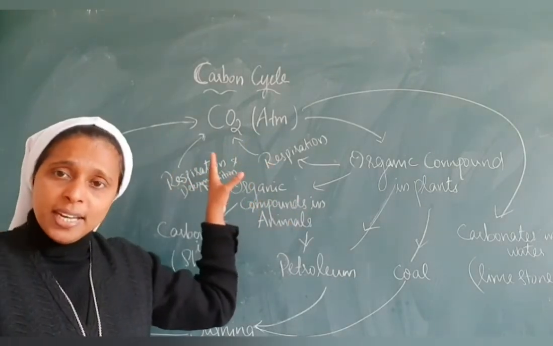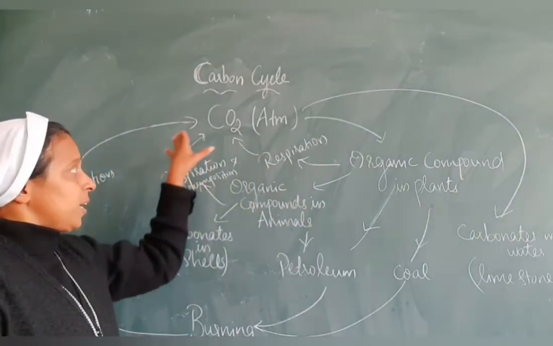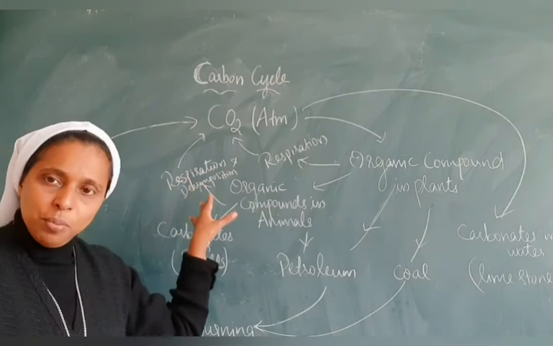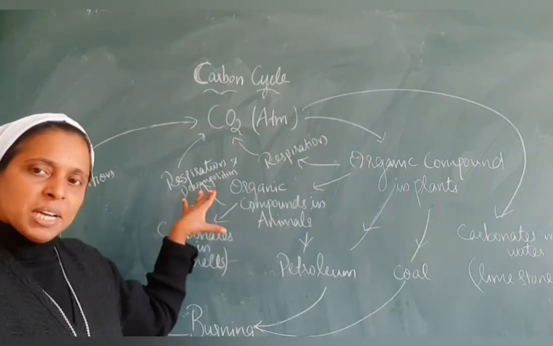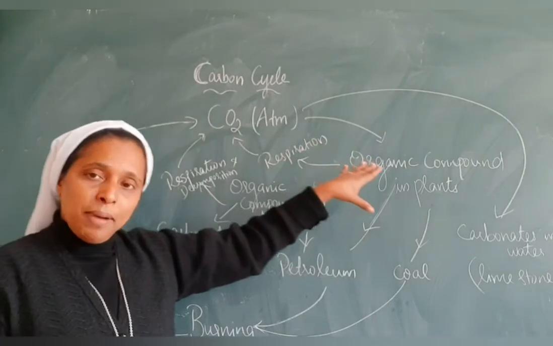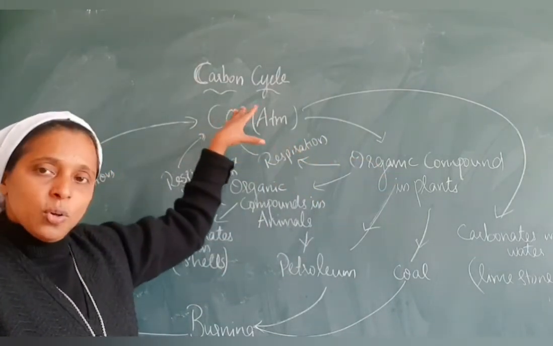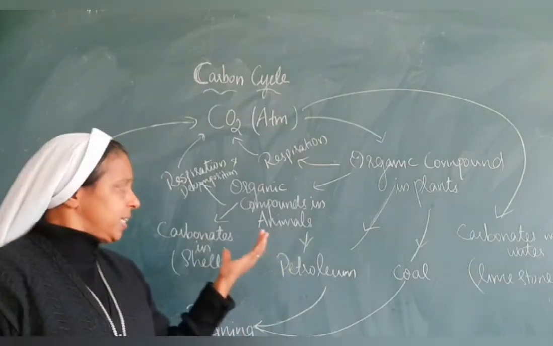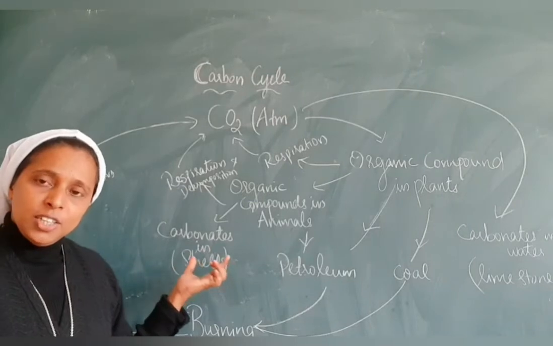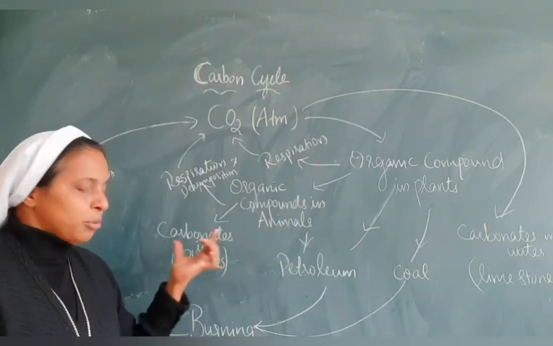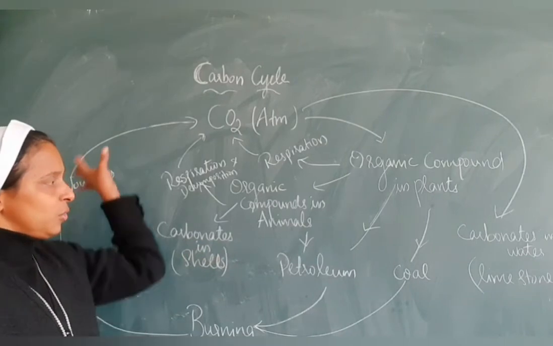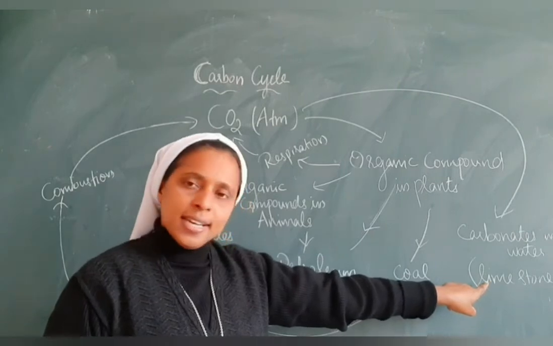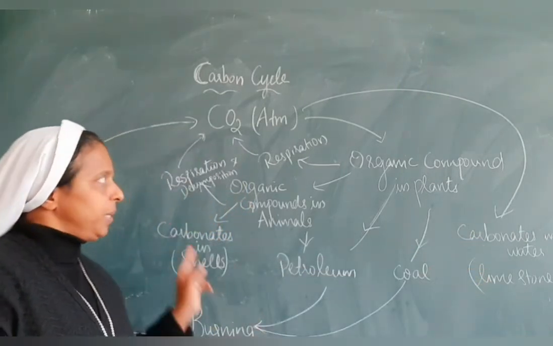Respiration also takes place in the animals, so carbon dioxide again goes to the atmosphere. At the same time, respiration and decomposition of the animals take place and it goes back to the atmosphere. Plants also respire and again it goes to the atmosphere, and this cycle is repeated. There are also some animals that have carbonates in the form of shells, the exoskeleton. These go and mix in the water and form carbonates in the water, which is called limestone. Again, this cycle is repeated.